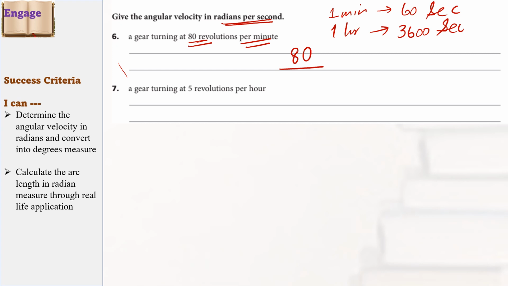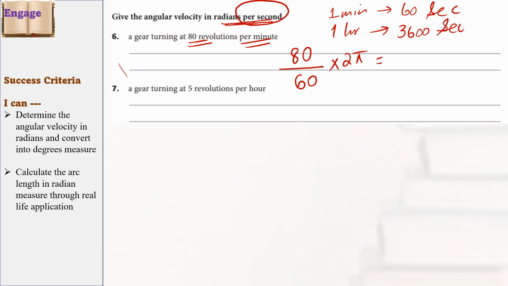So in 1 minute, how many seconds are there? 60 seconds. Why am I converting the minute into seconds? Because my answer should be in seconds. And times 2 pi, because I have to write the revolutions in radians. Okay, so just write it down.